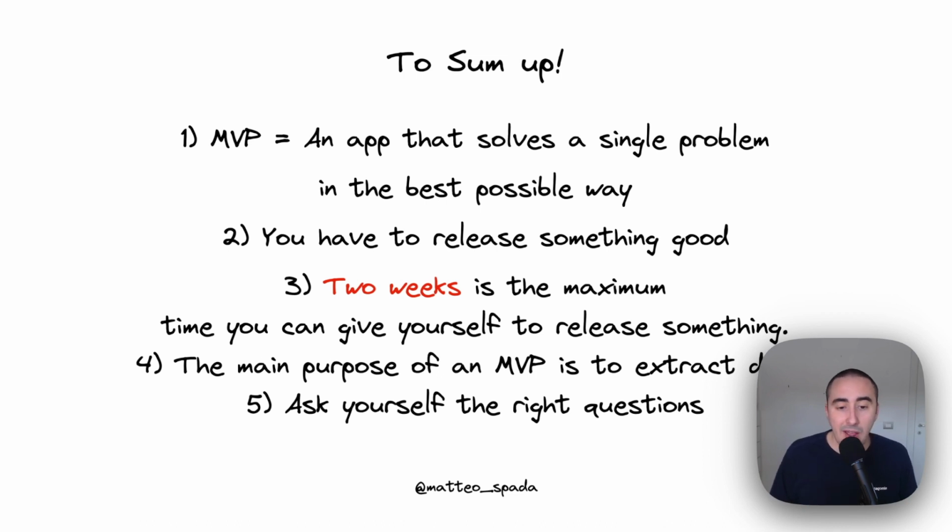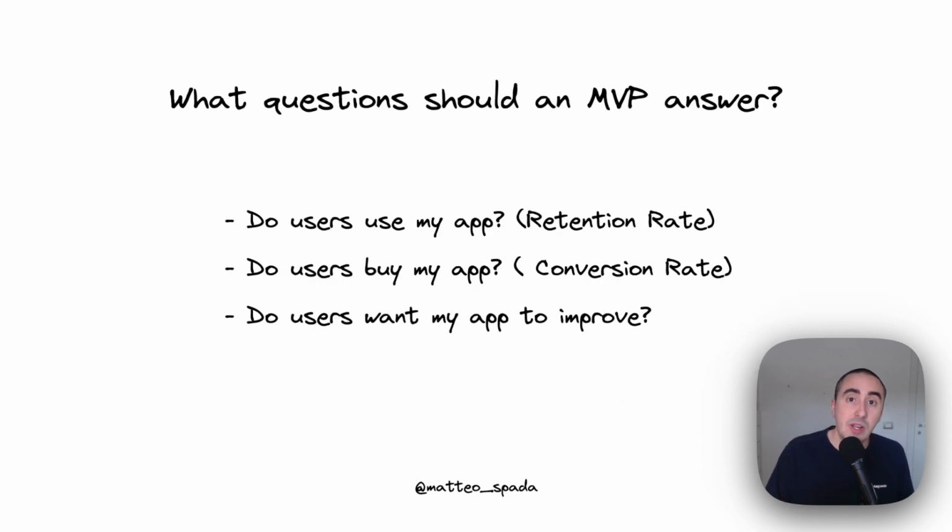Point number five is ask yourself the right question. In the previous slide, we saw the questions that we need to answer when we build an MVP. We need to understand if the users are really using our application, if they are willing to pay for our product, and if the users really want to improve our app with us. So if we have these three questions in mind, we need to use the data that we can extract from our application to answer these questions.